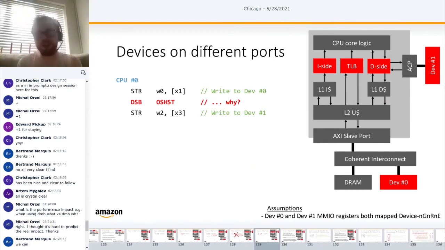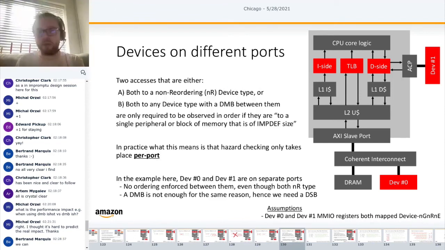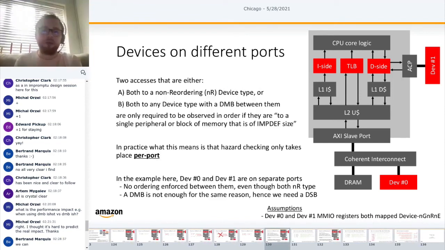Very similar, but slightly different to the example we just saw a minute ago with the MCU. With devices, any two accesses that are either both to a non-reordering device type, so NR, or to any device type with a DMB between them, are only required to be observed in order if they're to what the ARM architecture calls a single peripheral or block of memory of implementation-defined size. That's typically confusing ARM architecture speak. What it really means in practice is that hazard checking only takes place per port.